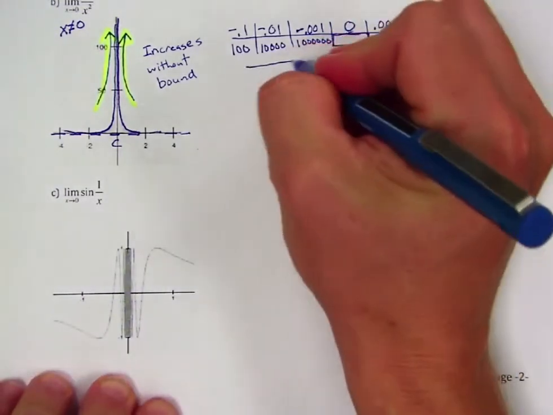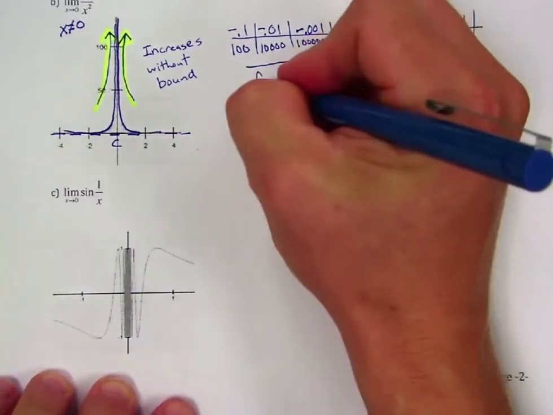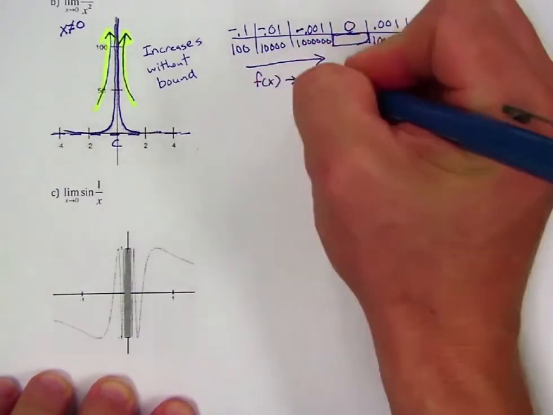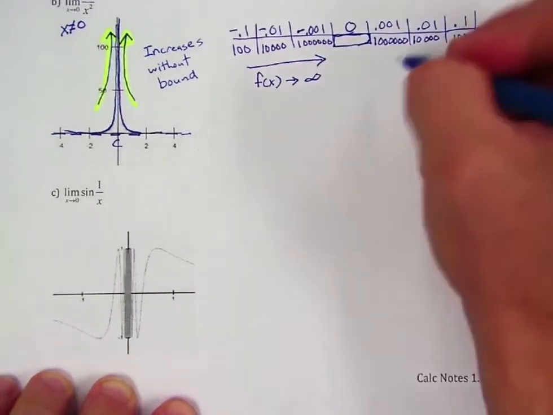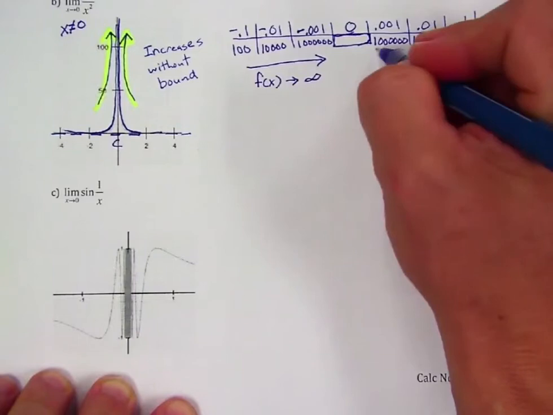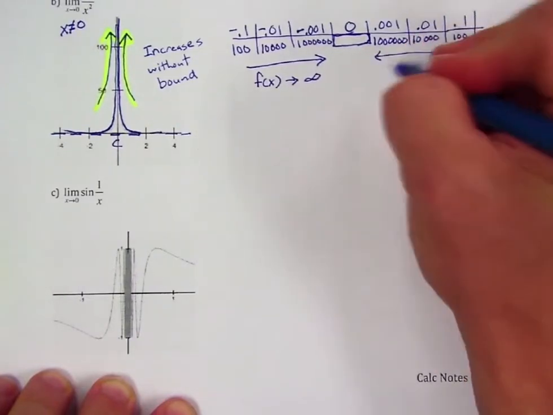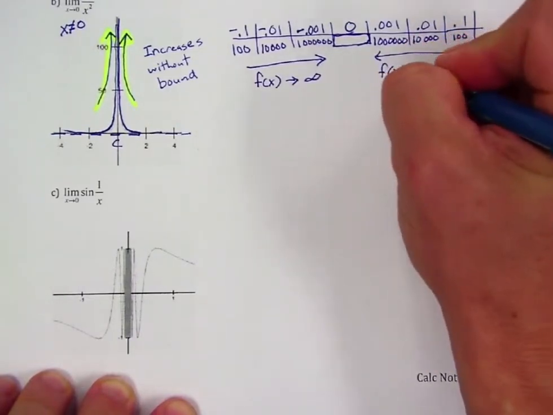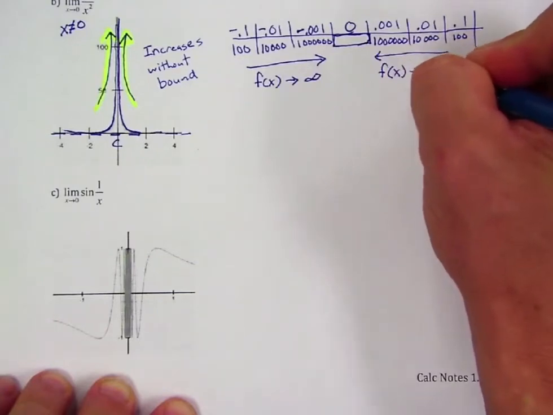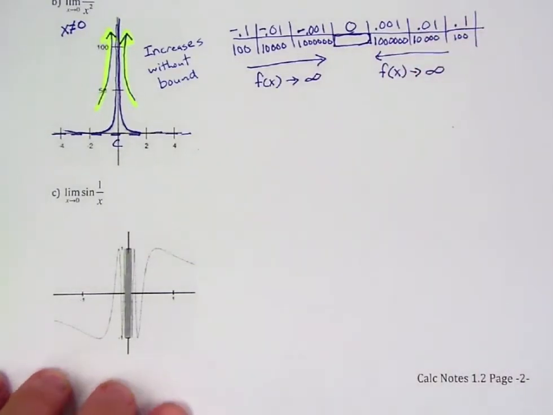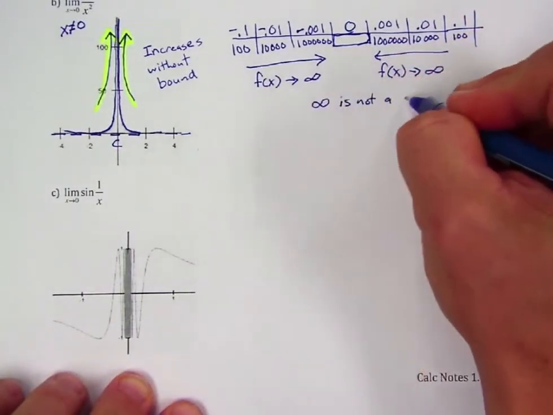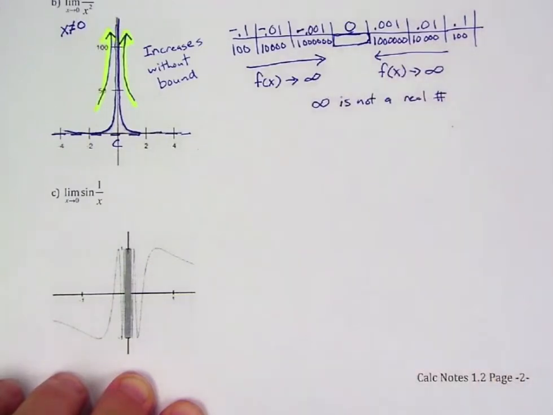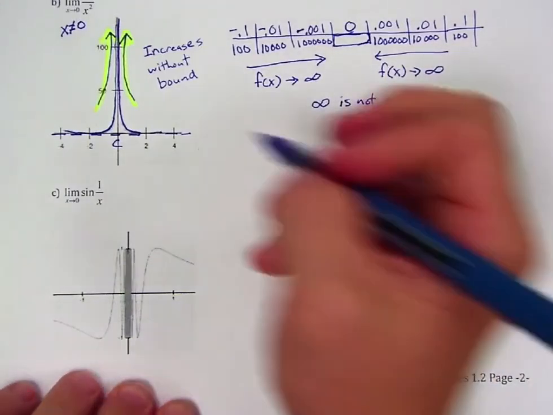So you can see f of x from the left side is increasing without bound. So it's going to get larger and larger and larger. It goes to infinity. Here, from the right side, the same thing is true. So f of x is going to increase without bound, going towards infinity. Now it turns out infinity is not a real number. Therefore, the limit does not exist.